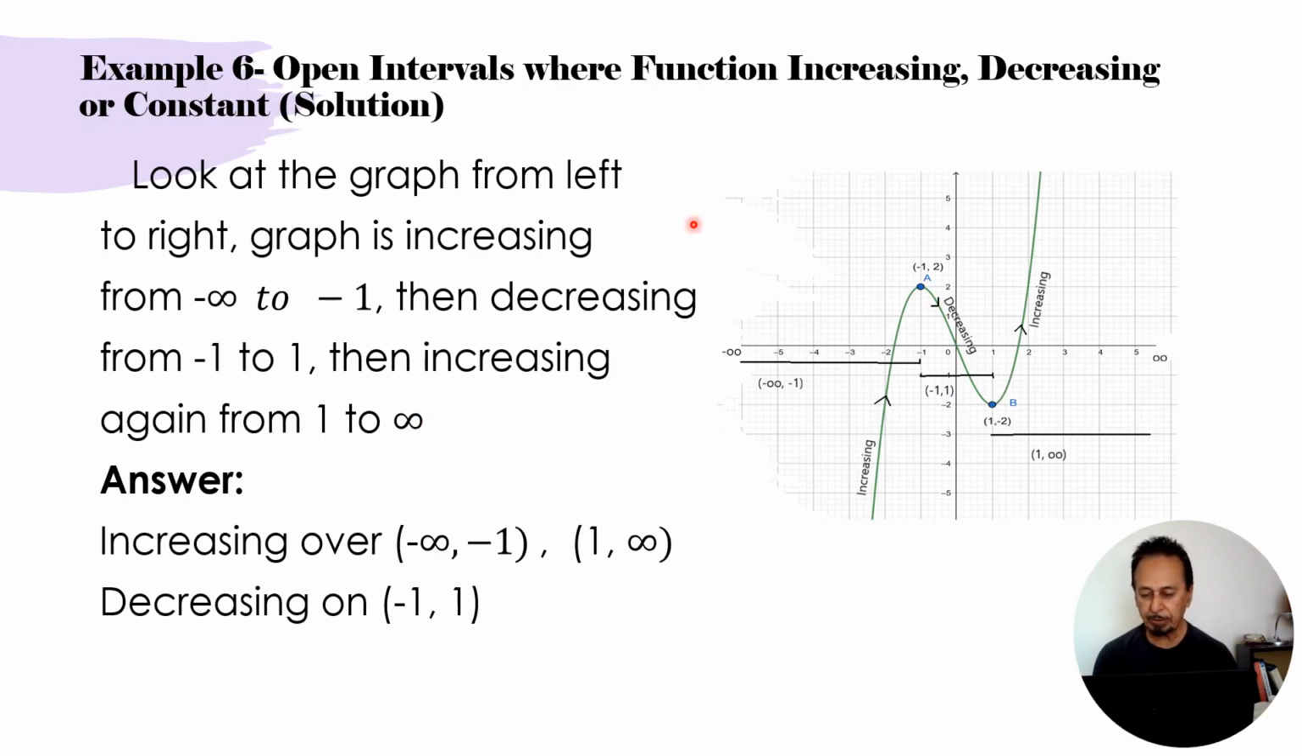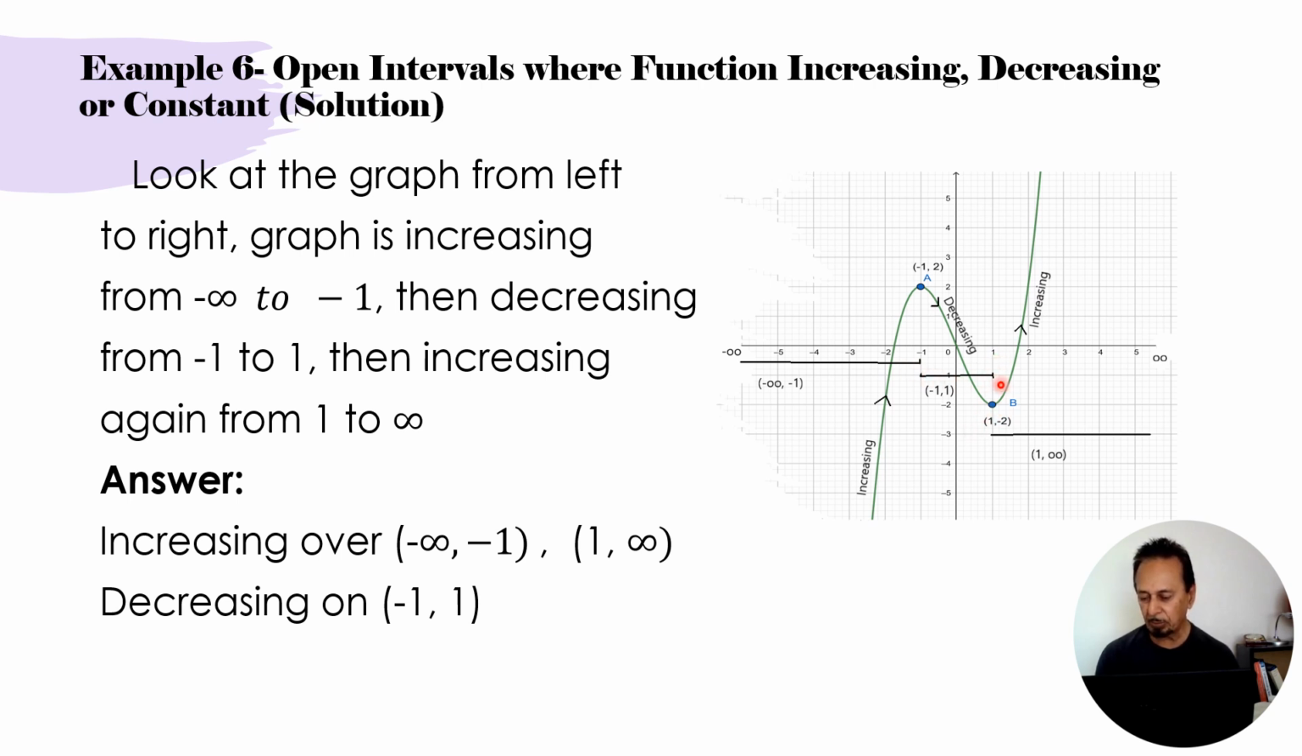Okay, so now we look at the graph from left to right. If you go from this extreme up to -1, the graph was rising, but when you reach here, it starts falling. So we will say from minus infinity to -1, the graph is increasing. And then keep going from -1, it is falling. So we will say it's decreasing from -1 to 1.